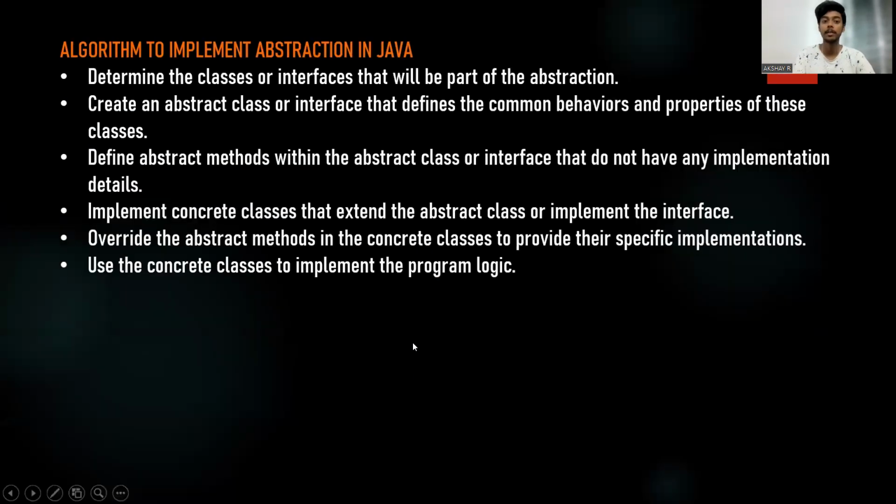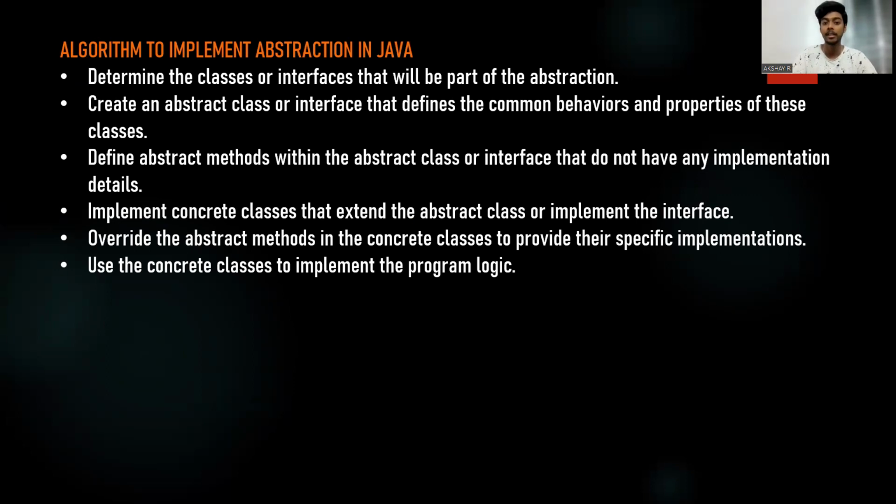Next, coming to the algorithm for implementing abstraction with Java. First step: determine the class or the interface that will be part of the abstraction. Defining the abstraction: you must create an abstract class or interface that defines the common behavior and properties of the classes. Second step: define the abstract methods within the abstract class or interface that do not have any implementation details. That is one of the steps of the algorithm.